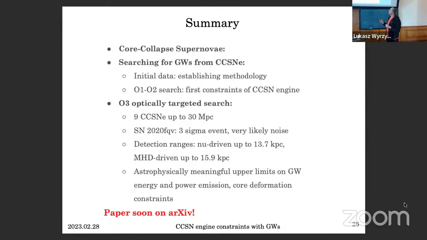We have been performing searches for almost 10 years, and we established the methodology. We started constraining the core collapse supernova engine, and specifically in this optically targeted search, we have 9 core collapse supernovae up to 30 megaparsecs. We have a very interesting, almost 3 sigma event, but very likely noise. We can detect gravitational waves up to 14 to 16 kiloparsecs, and we start gathering more and more meaningful constraints of this core collapse supernova engine in terms of emitted energy, emitted power, and deformation. We hope that we'll be allowed to put the paper on arXiv soon.